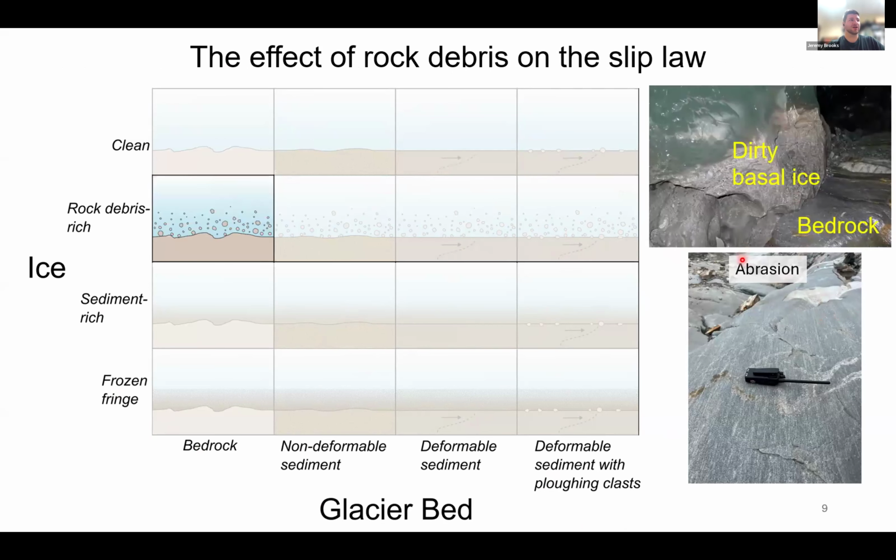So what I want to do in this study is focus on one of these physical conditions, which is debris-laden ice sliding over bedrock, and try to understand its slip law. Now, this particular condition is probably really common in nature. That's because in deglaciated regions where we have bedrock, we often see abrasion. So this is a mark of debris-laden ice sliding over the bed. So therefore, we think that this is quite a common ice bed condition.